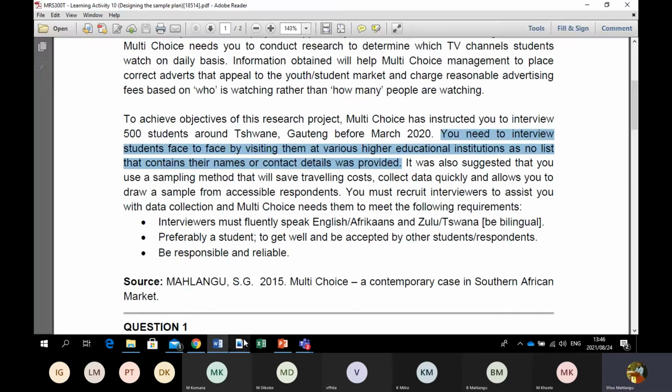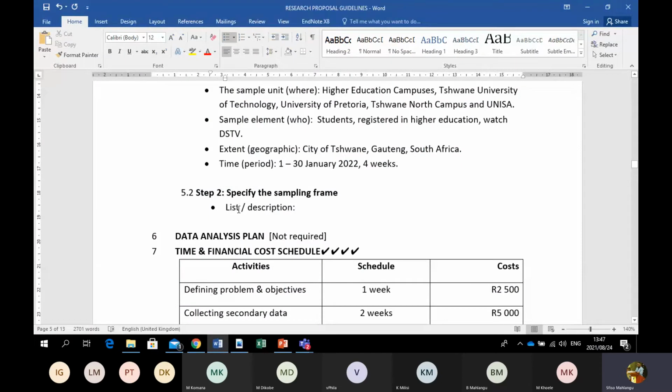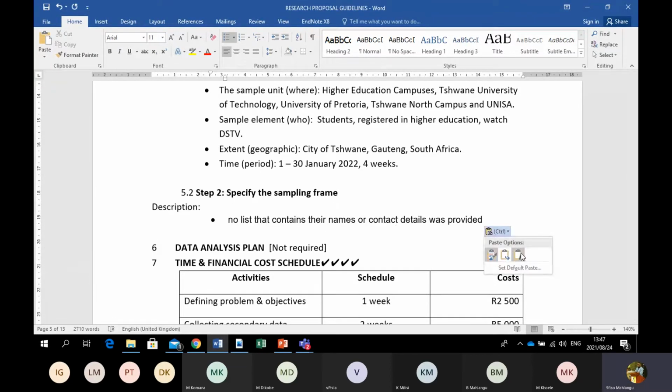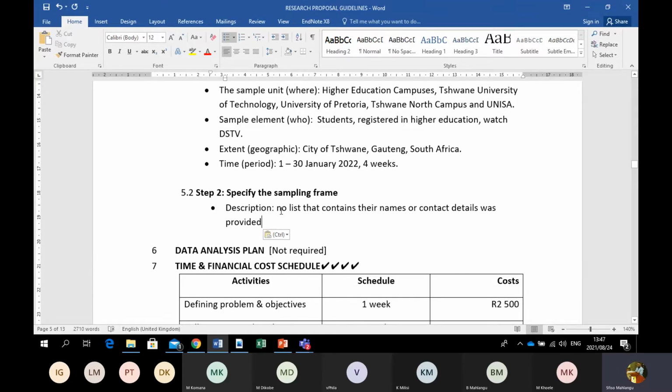So let's look into our case study. It was indicated that no list that contains names or contact details of students has been provided, meaning that we must use a description. So we're going to use this motivation. We've already identified that we're going to use a description instead of a list, hence I delete the list there. We motivate by using what is included in the case study. Try by all means when you write your answers to avoid "that person". You must be specific. Who are they? So we'll indicate students here. No list that contains students' names or contact details was provided.